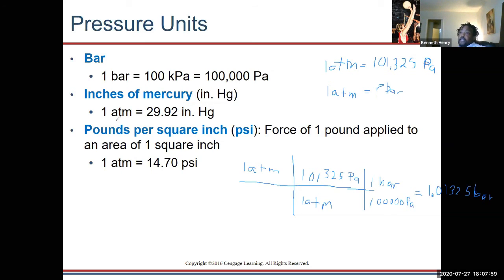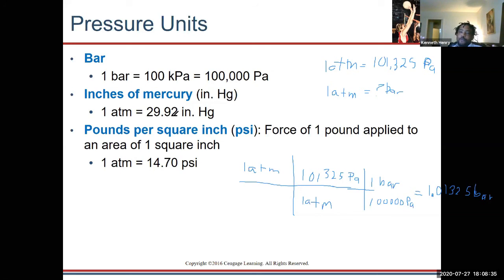Okay, so 1 ATM is equal to 29.92 inches of mercury. Of course, where do you think they get the inches of mercury? Who do you think uses stuff like that? And what about pounds per square inch? Who uses that? How much pressure do you put in your tire? I think my tire is 32 PSI.